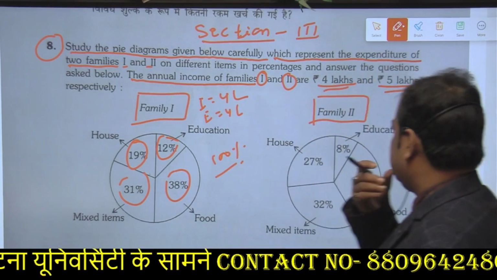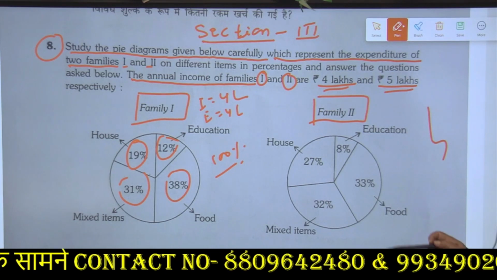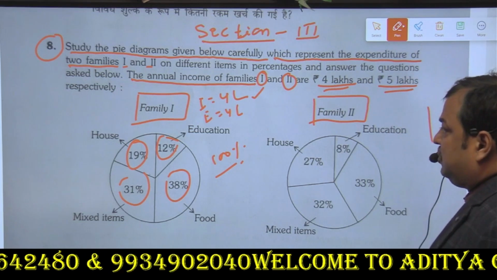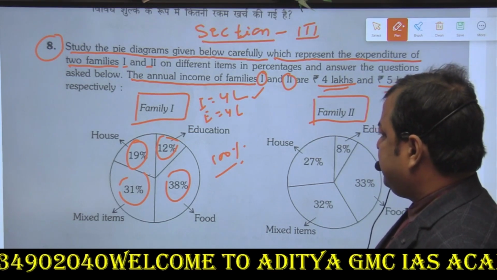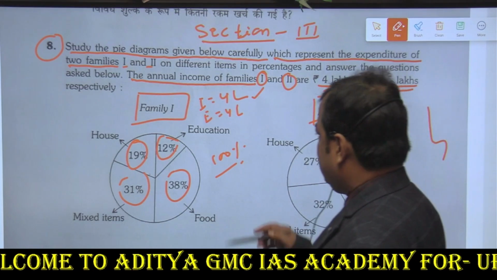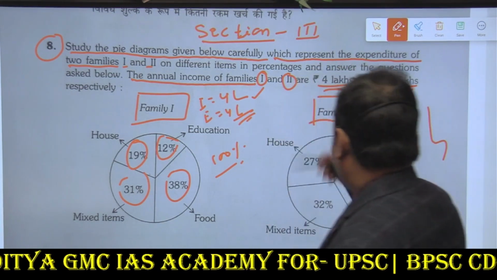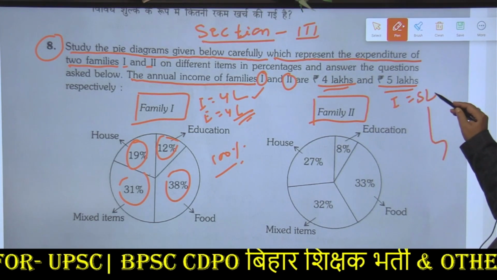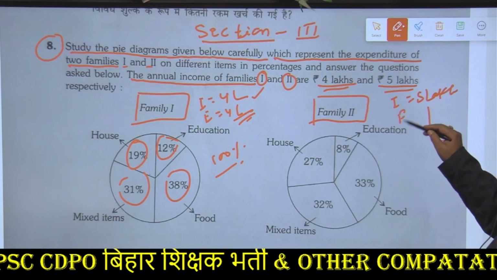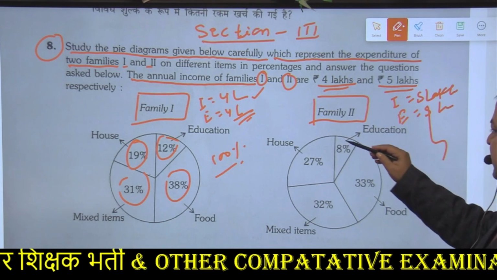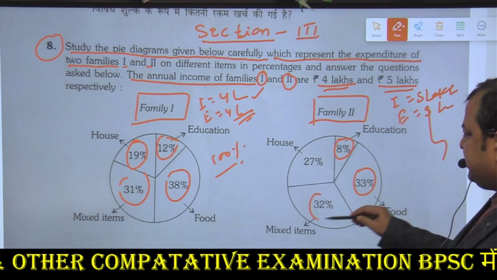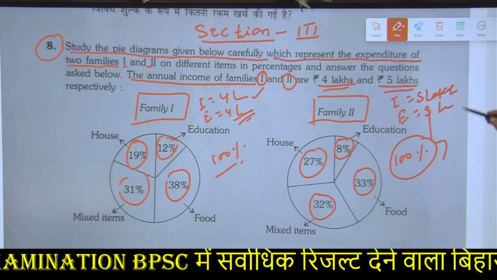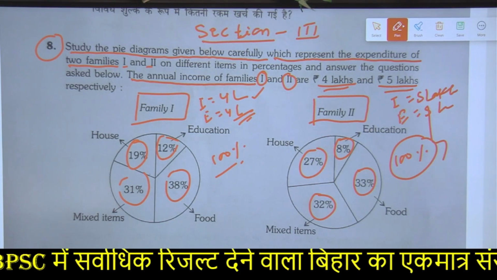So in this question we keep in mind total income 4 lakh, so we keep in mind total expenditure also 4 lakhs. Similarly, family 2 total income 5 lakhs and expenditure also 5 lakh, because this item plus this item plus this item plus this item equals to 100%. So 100% equals to income or expenditure.